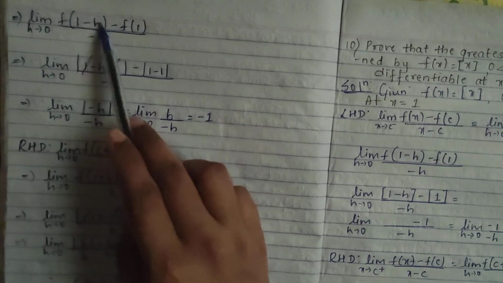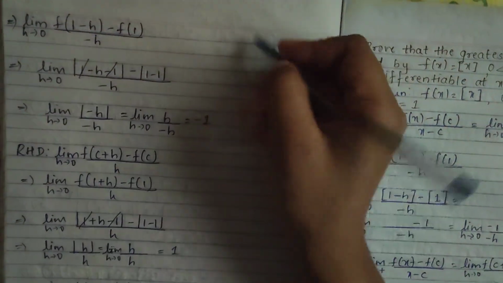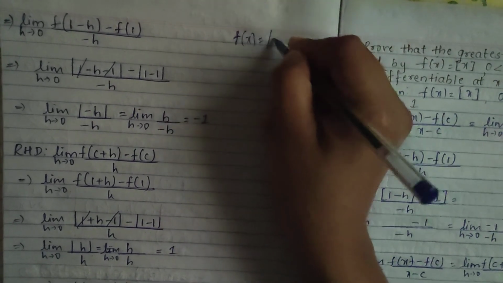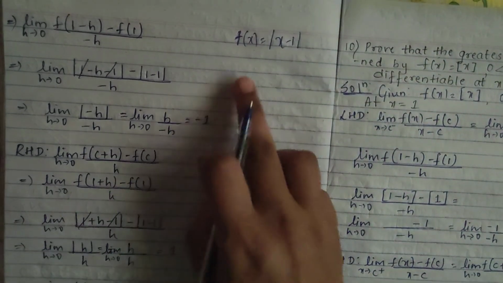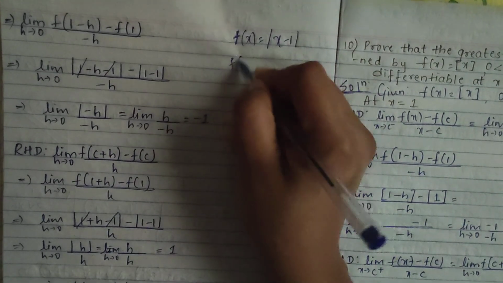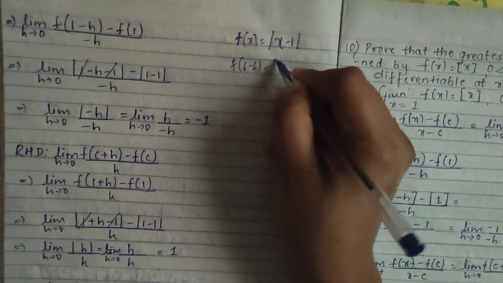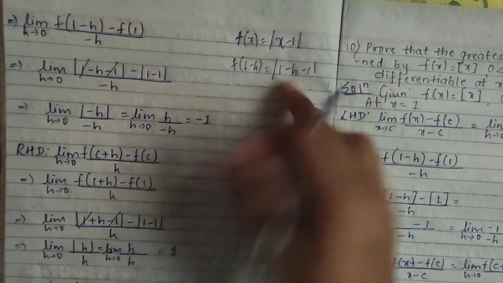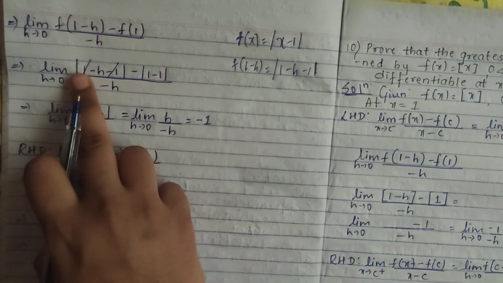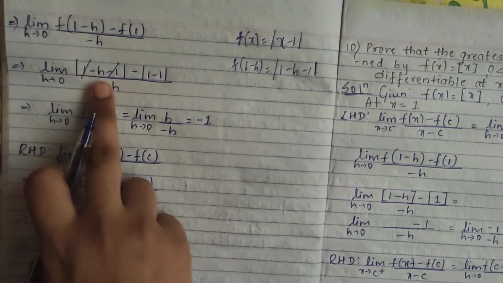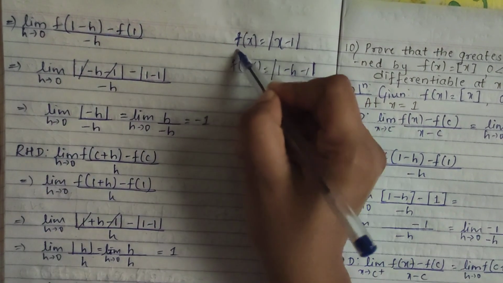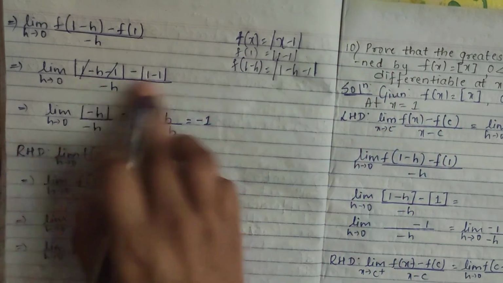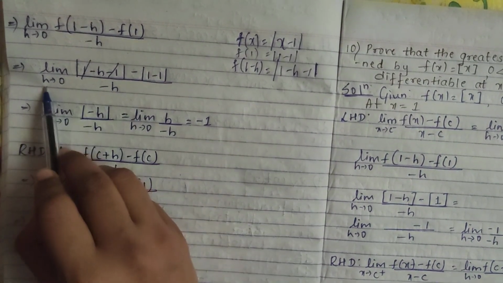Now, f of 1 minus h means how? See here, f of x is mod x minus 1. So, your f of 1 minus h will be mod 1 minus h minus 1, right. In place of x, your term will be 1 minus h. F of 1 also, in place of x it is 1, so it will be mod 1 minus 1. So, this is mod 1 minus 1 whole divided by minus h as your limit h tends to 0.